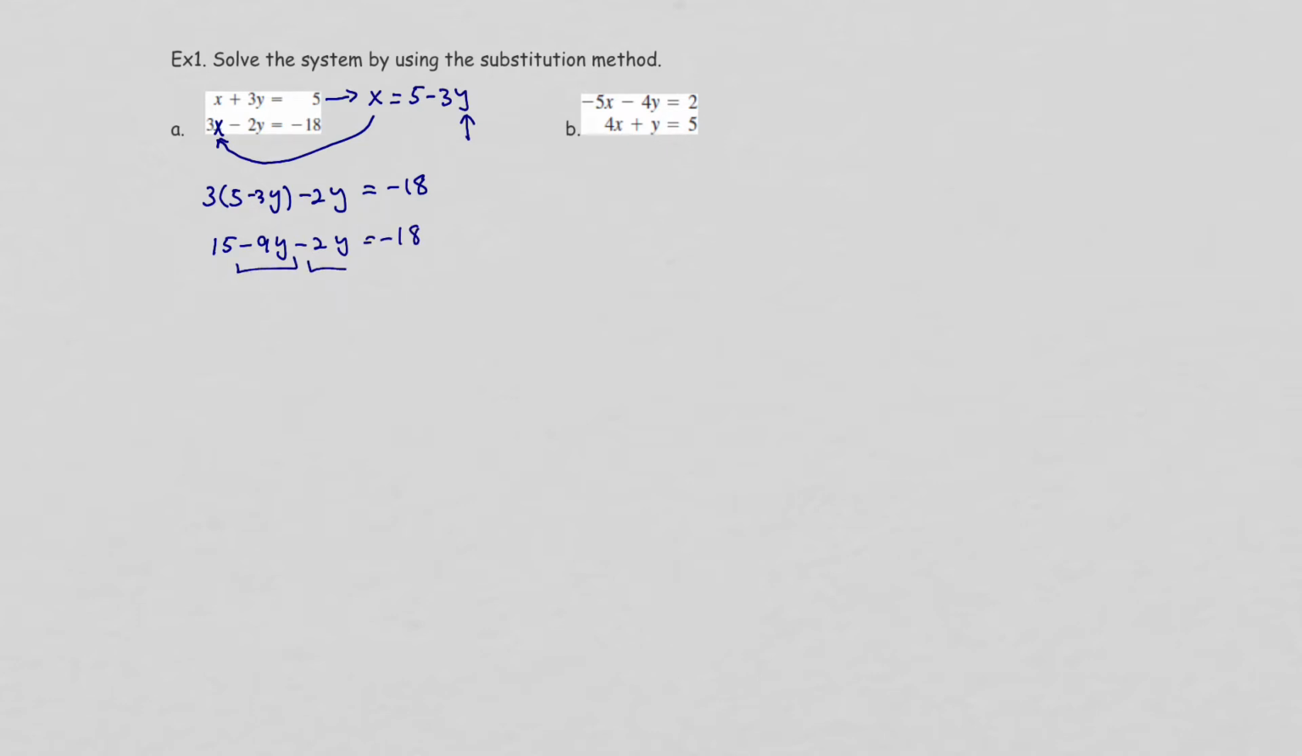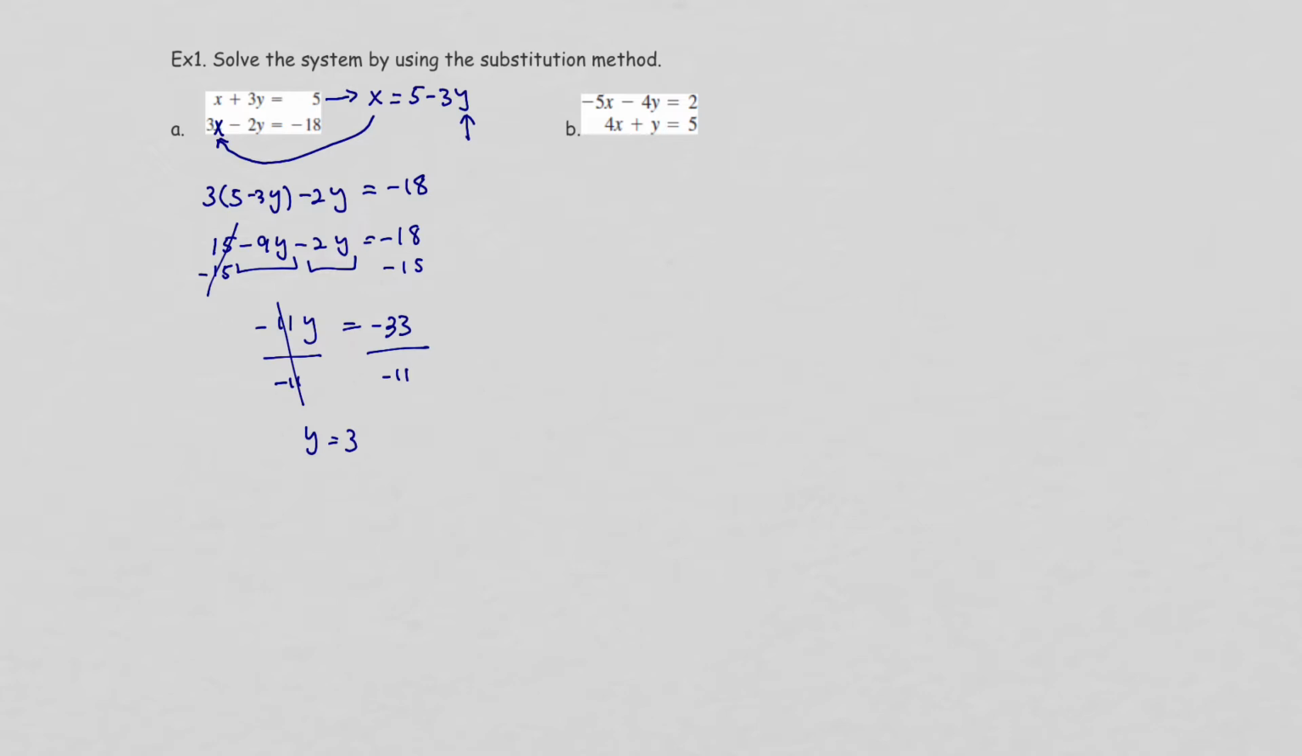Combine the like terms, you get negative 11y. Let's subtract 15 so I have the number without the variable on the other side, which gives me negative 33. Now let's divide both sides by negative 11. Your y is equal to positive 3.